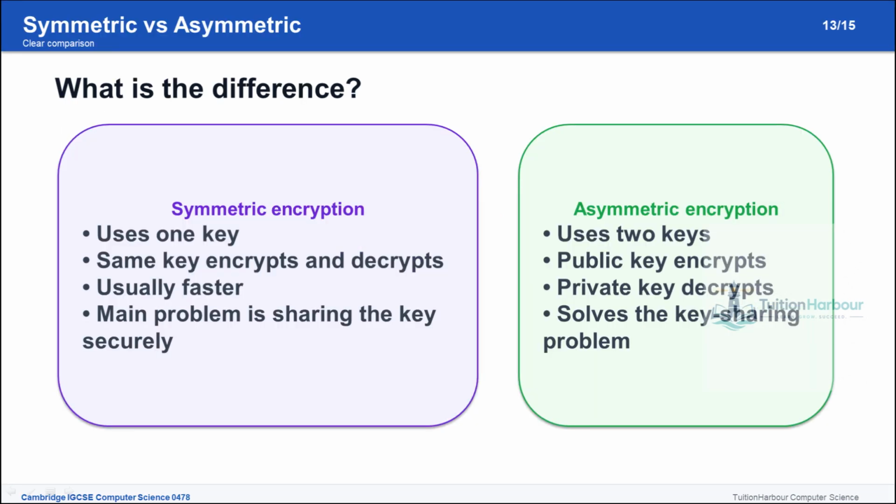Now compare the two methods. Symmetric encryption uses one key and the same key encrypts and decrypts. It is usually faster, but the key must be shared securely. Asymmetric encryption uses two keys. The public key encrypts and the private key decrypts. Its main strength is solving the key sharing problem.